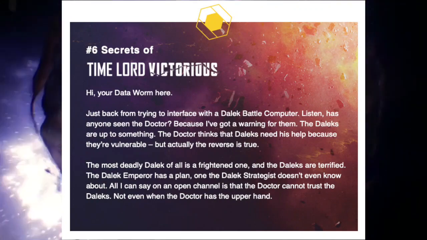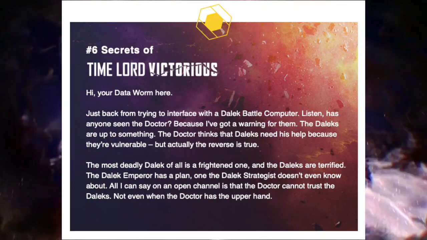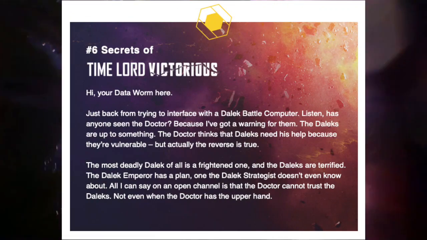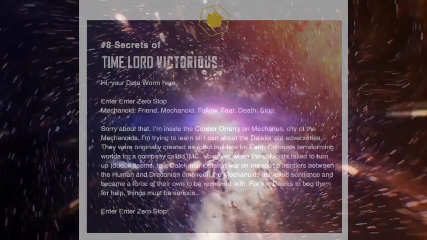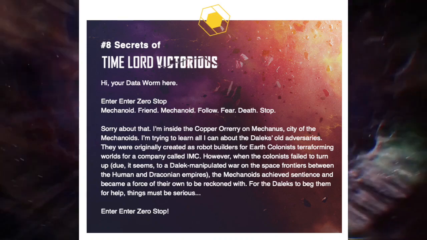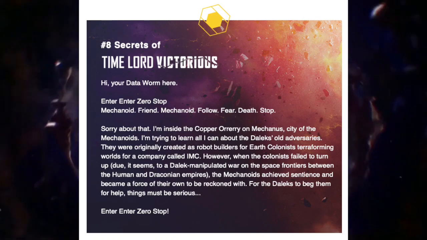Part 4, which as previously mentioned, gives some information about the Hond. Part 6, which fills in some details about the Daleks' actual plans themselves. Part 7, which gives some information about the Dalek Emperor. And Part 8, which gives some information about the relationship between the Mechanoids and the Daleks.